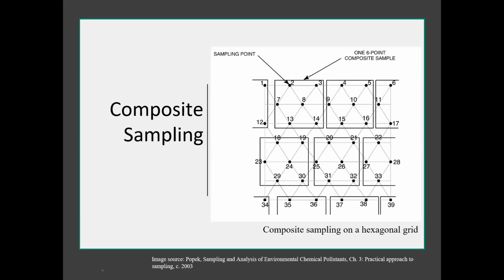Here, what's done is we've got a triangular grid, and then everything within this square is aggregated. So we have a much finer distribution. And this is typically done if we don't know where the contamination has occurred. But because of the expense of analysis, we aggregate all of the samples within that square grid.